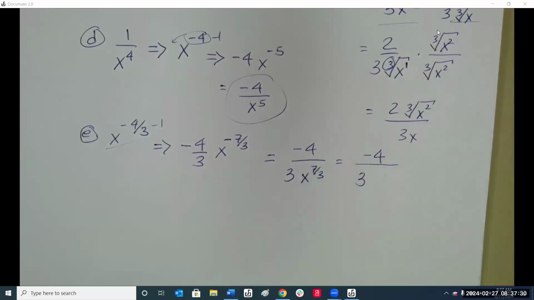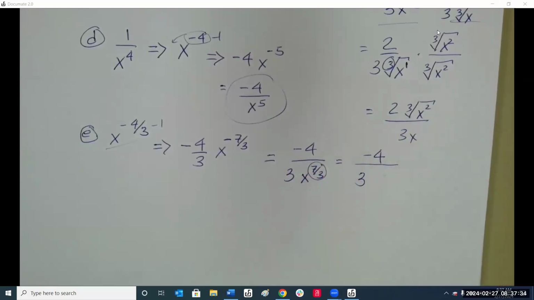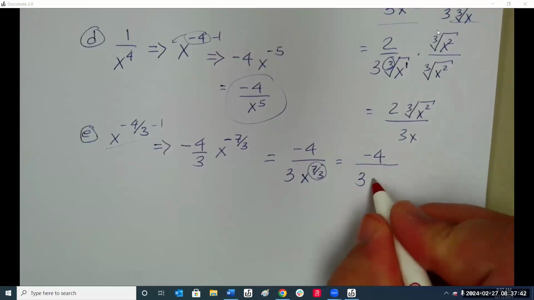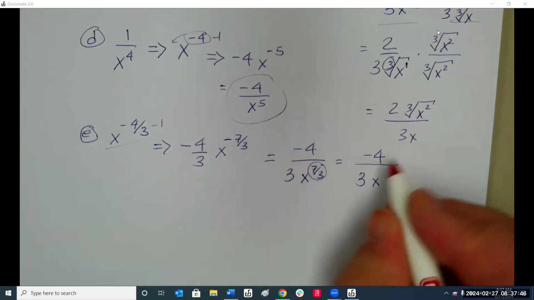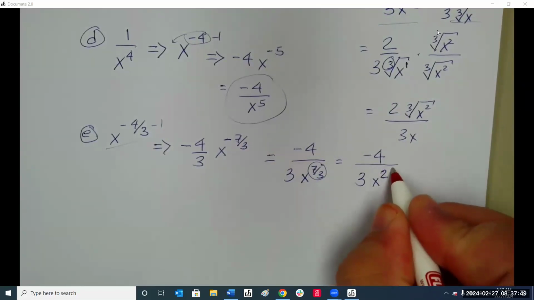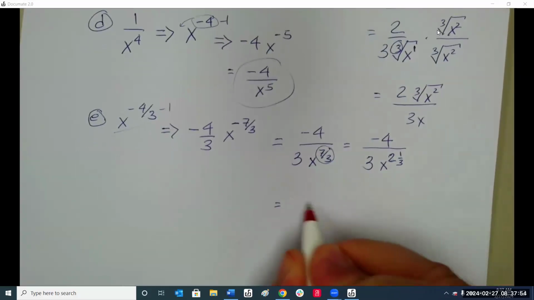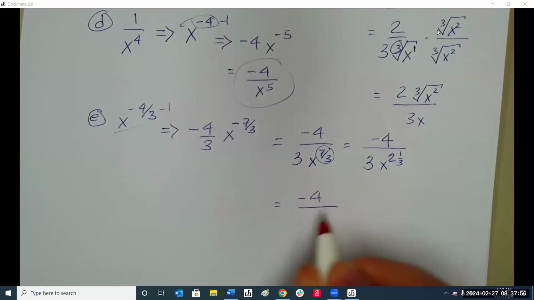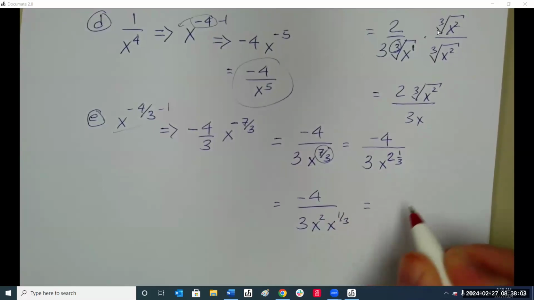What happens with that one? What is 7 divided by 3? It's an improper fraction converted to a mixed number. What does it become? How many times is 3 going into 7, with how many left over? So this one becomes x squared, x to the power 1/3.